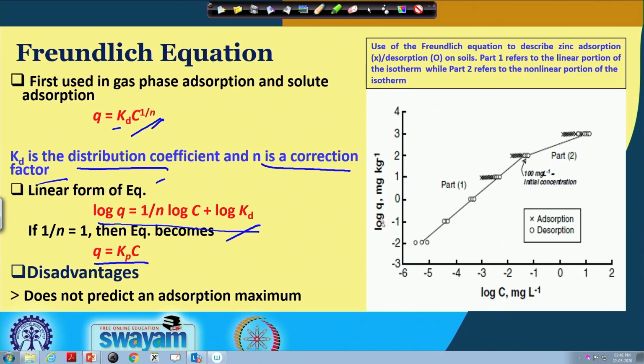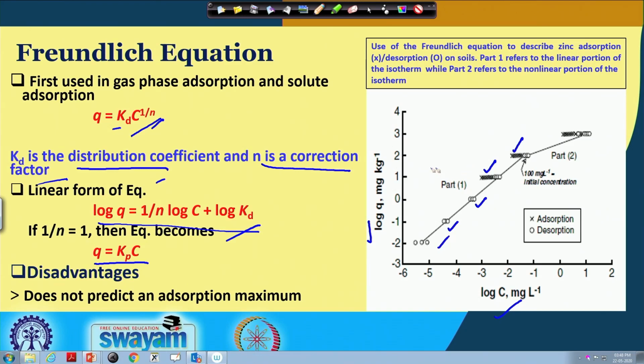Basically if we plot log Q on the y axis and log C, that means the logarithm of equilibrium concentration, on the x axis, we will see this adsorption isotherm. This is called the Freundlich adsorption isotherm, and here you can see it is used for showing zinc adsorption as well as desorption. This is the adsorption, and here you can see these are the desorptions.